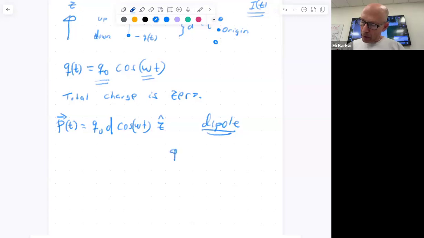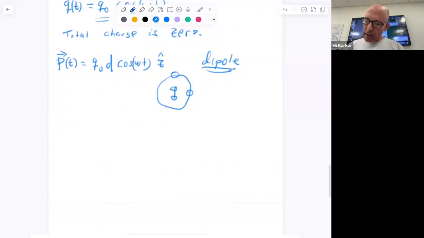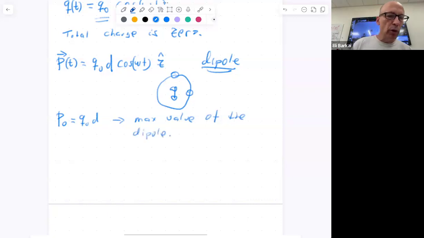This is our current. And then when we look here, there is a z direction. And then eventually the radiation here or here will be different. There is another definition, which I'm going to use, P0, and that is Q0 times d. That's the maximum value of the dipole. This is going to be a useful quantity.